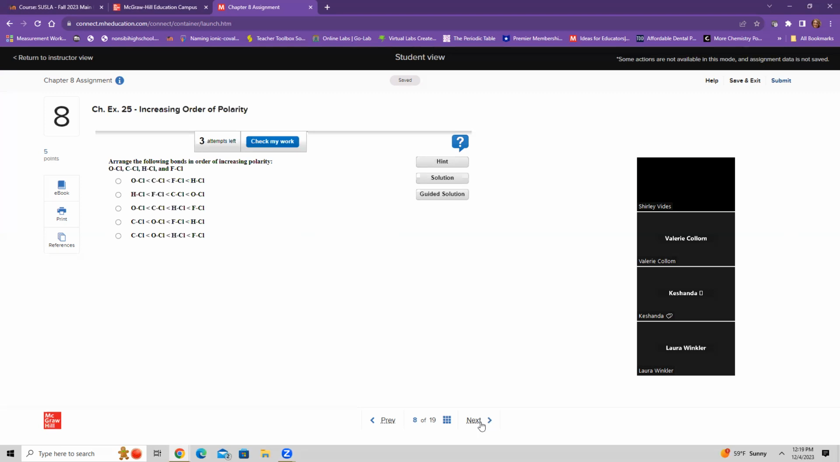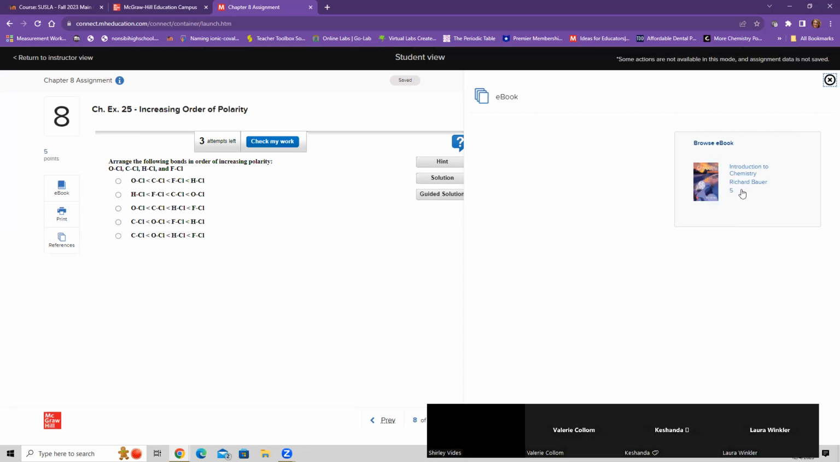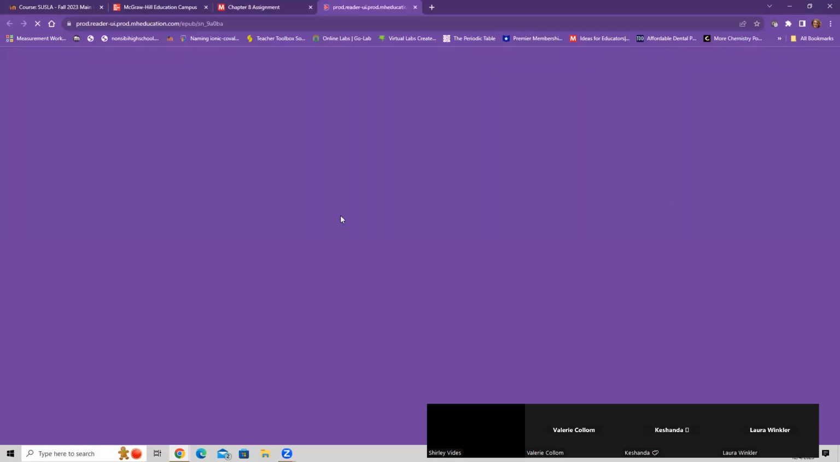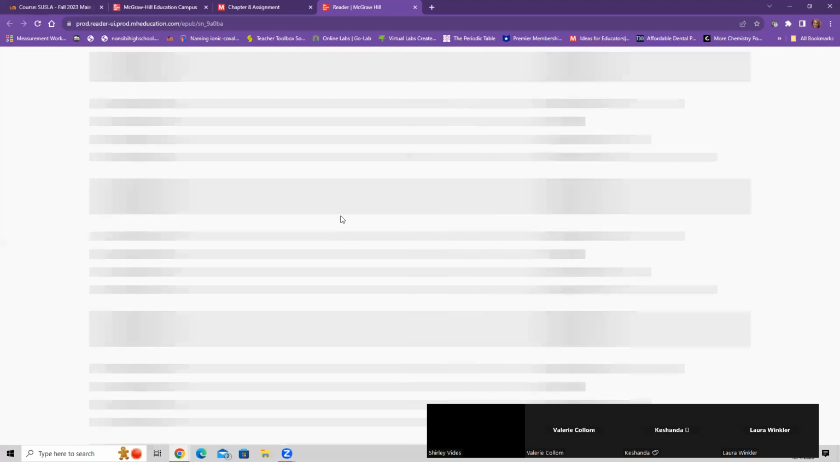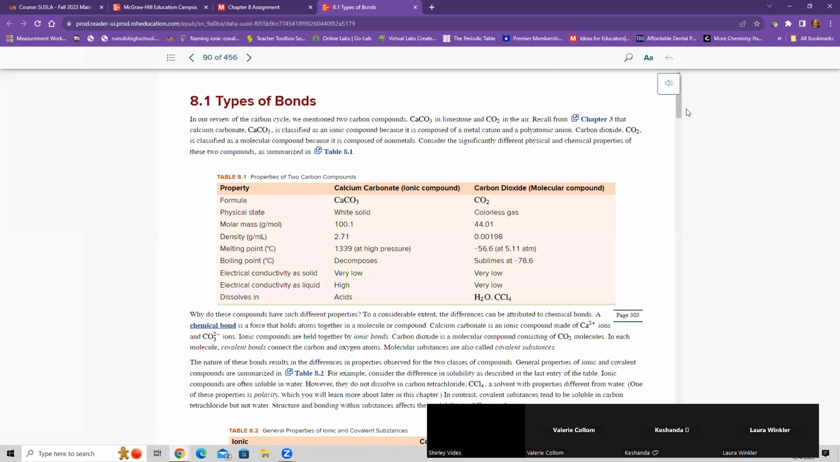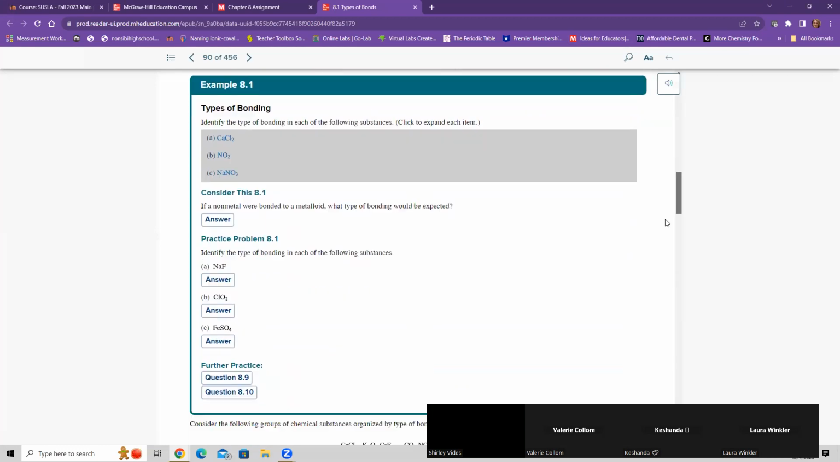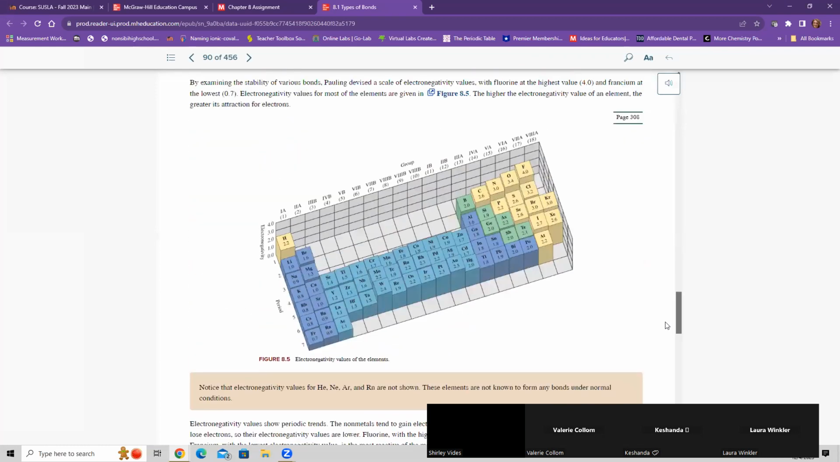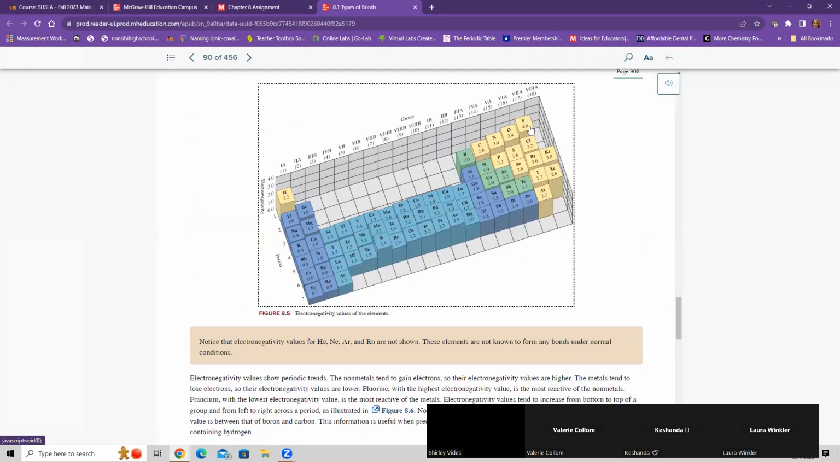Increasing order of polarity. Remember I told you that this is just a subtraction from the ebook. The ebook has that table that you want, the electronegativity table. Let's just go there and look for it. That's what you need to do with this one. The one I gave you is apparently not as good as this one. The one they have here is the one they want you to use, and it's right there. See it? See how there's the numbers? Right there. So you just subtract whatever you're bonding.